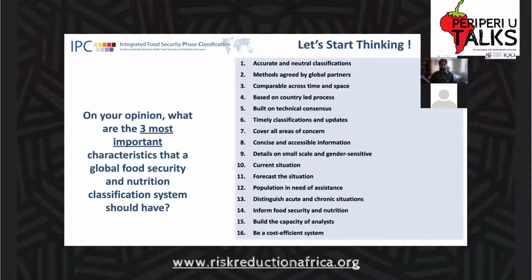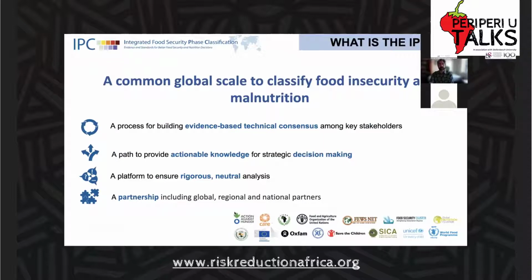And the IPC analysis platform, therefore, is a way of bringing together different data from different domains and harmonizing it into one consolidated whole, which on a good day would cover all 16 of these. So what that means is that the IPC has four components. It's a process for building evidence-based technical consensus.